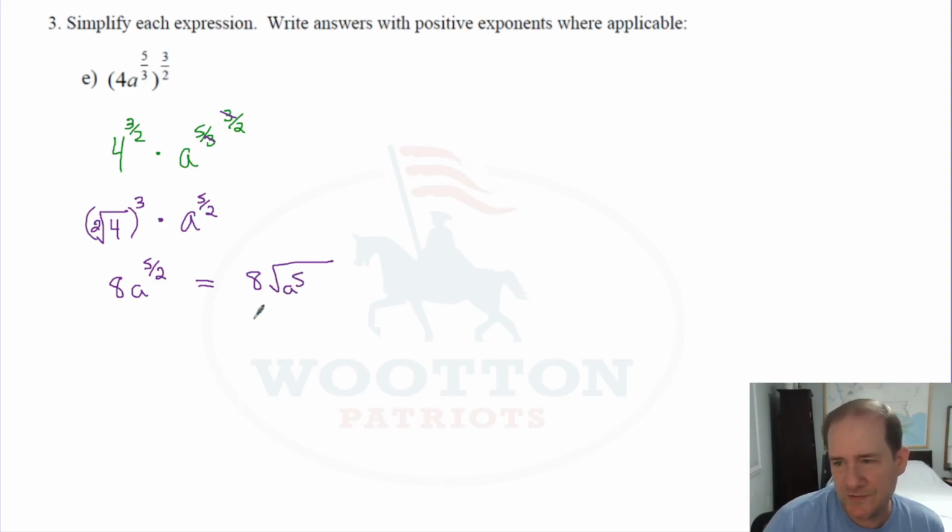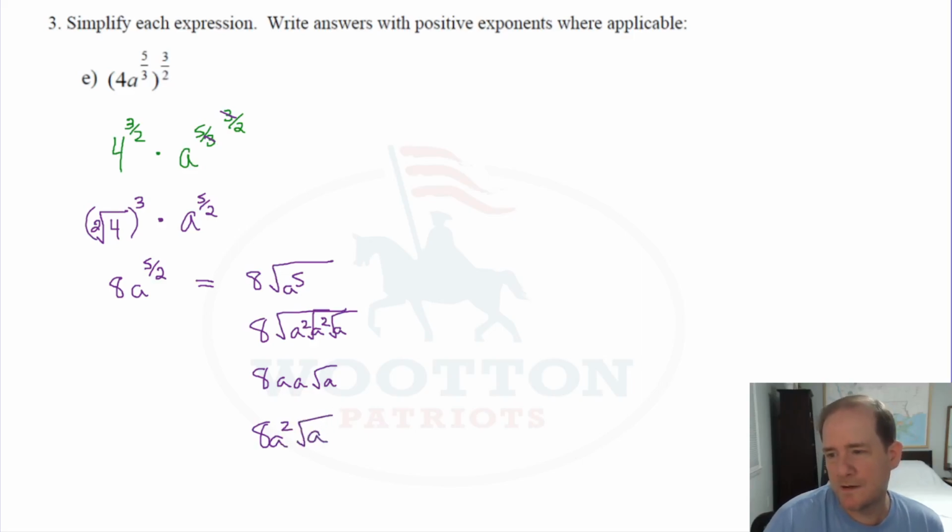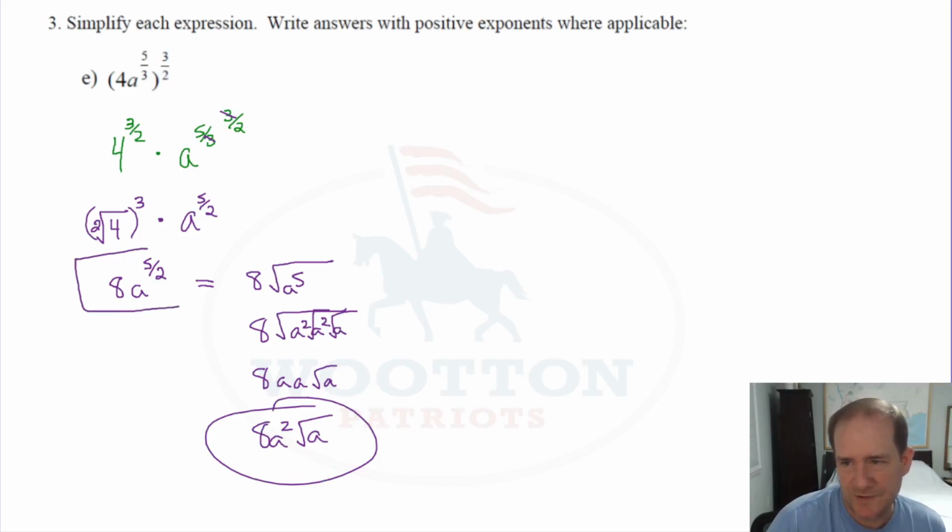So that means this is simplifiable too. How would you simplify it? Well, you've got an a squared and another a squared, then you've got another factor of a. So if you took these square roots separately, then you're going to get 8, and then a plain old a, and then another plain old a, but then a root a. So that would be 8a squared root a. So in radical form, it's that. In exponential form, it's that.